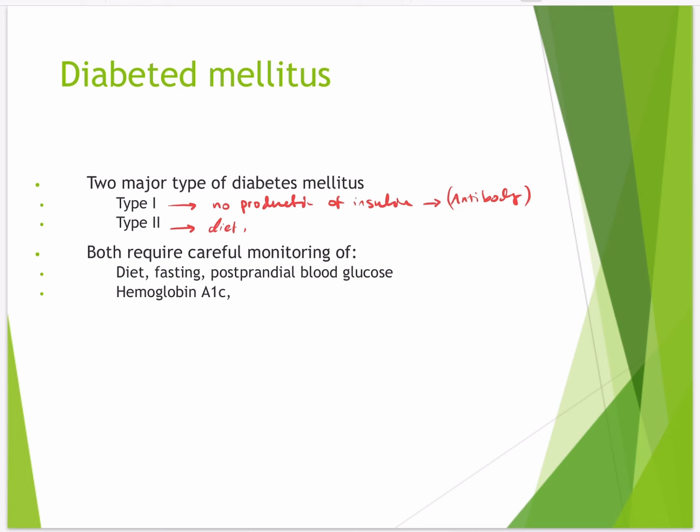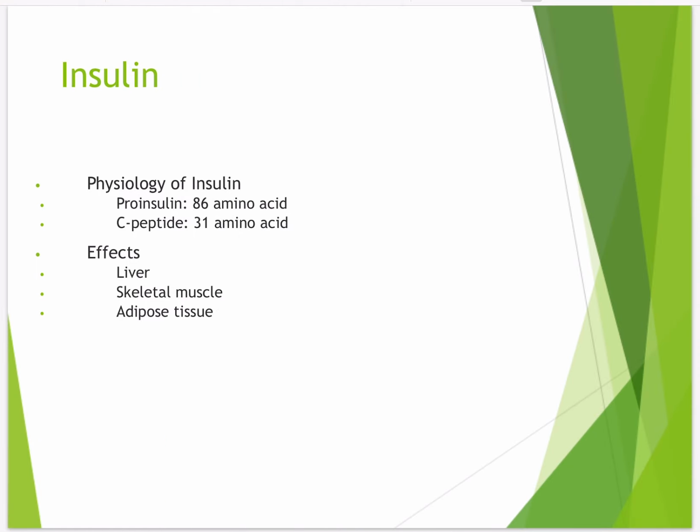For both of them, for the treatment, we have 2 possibilities. First possibility, pharmacology, drugs. And the second possibility, we have to control the diet. Also we can use fasting, and we can check and control the hemoglobin A1C and also the blood glucose.